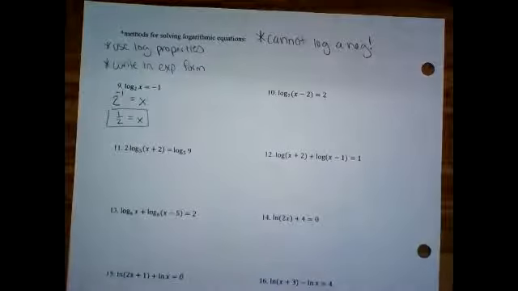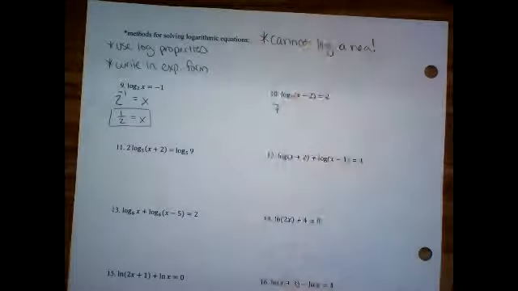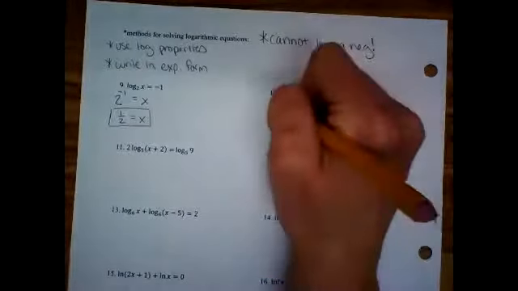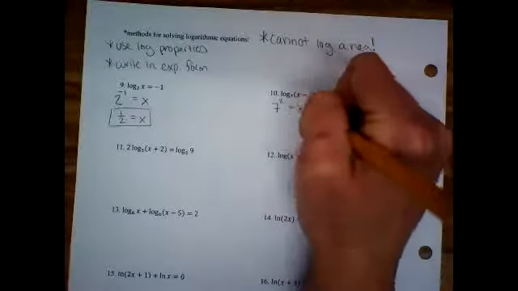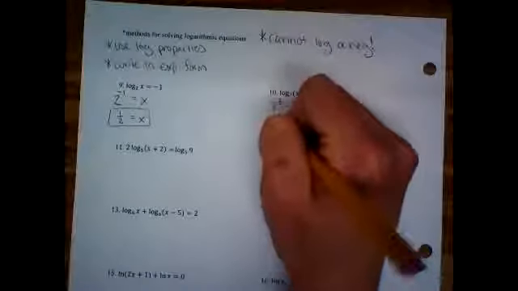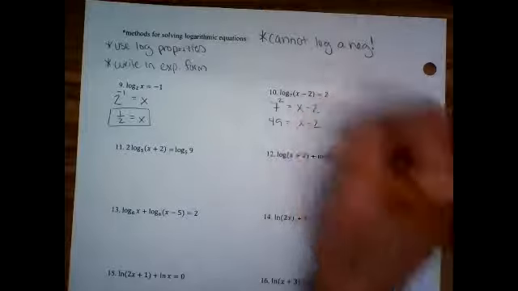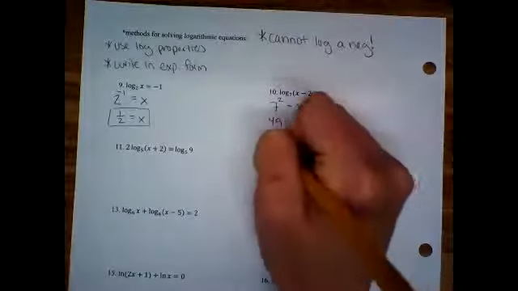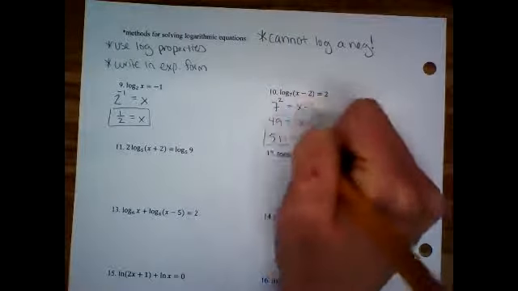Look at number 10, what is the base? 7 to the what power? 2, good, 7 squared equals x minus 2. So what is 7 squared? 49. And then add over the 2, you get 51.